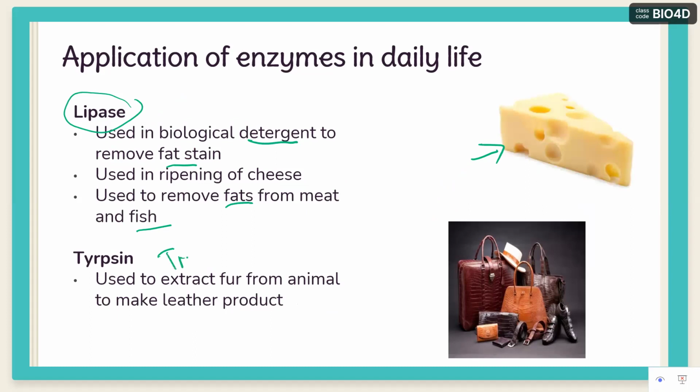Last one is trypsin, sorry, so many typos. Okay, trypsin is used to extract fur from the animal to make the leather, okay? So the original animal skin has fur, so you put trypsin to extract the fur, so you get this nice handbag over here. And then that's all, no more.